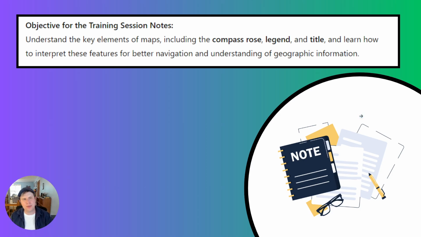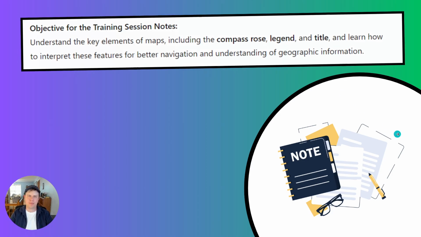Our objective for these notes is to understand the key elements of maps, including the compass rose, legend, and title, and learn how to interpret these features for better navigation and understanding of geographic information.